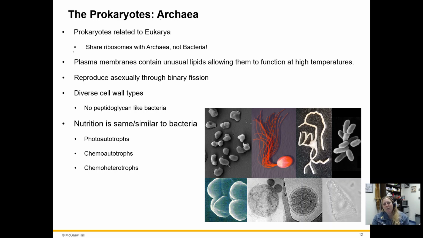While they do share some nutrition, these guys are really, really unique, and there isn't a whole lot known about them. It's a very big area of research right now, but one of the things we do know is that there aren't any archaea that are known to cause human illness as of right now.